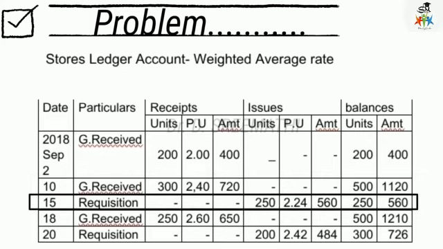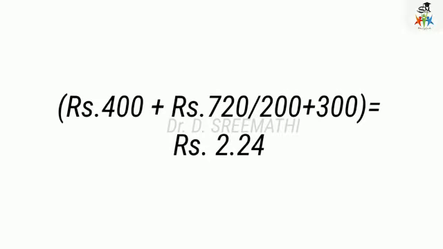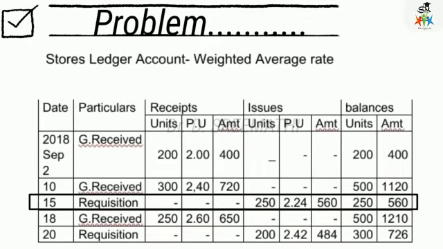On the requisition slip, that is the issue on 15/9, it is 250 units. Here we have to calculate the weighted average cost: 400 plus 720 divided by 200 units plus 300 units. The per unit value is 2 rupees 24 paise. If you multiply this by 250 units, you get 560 rupees. Reduce it from 1120 and you get 560 in balance.